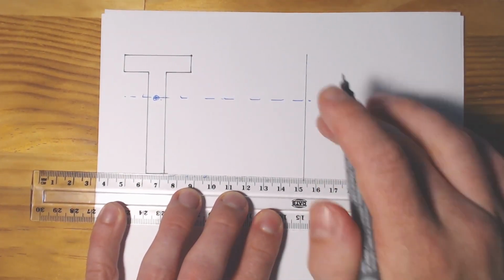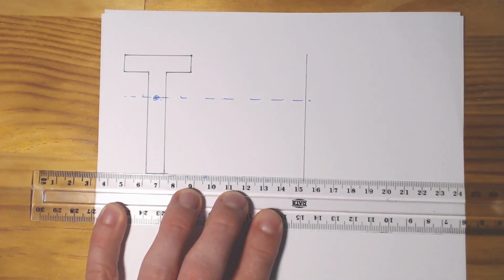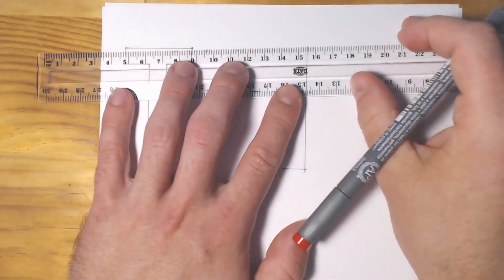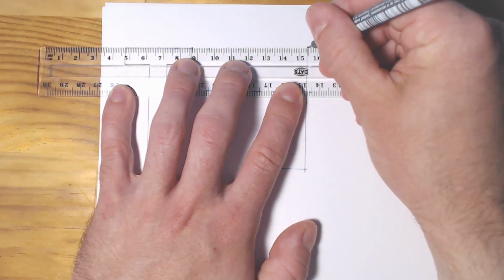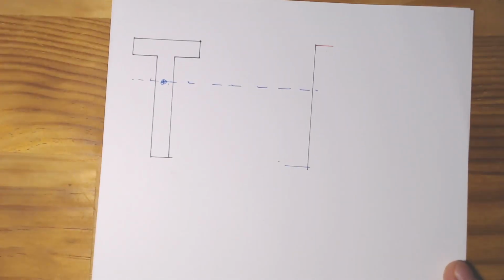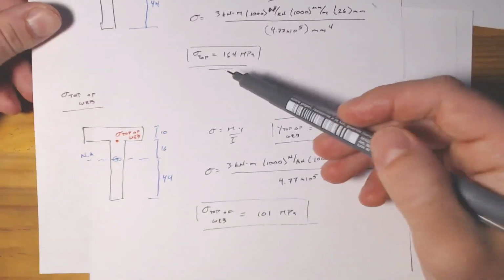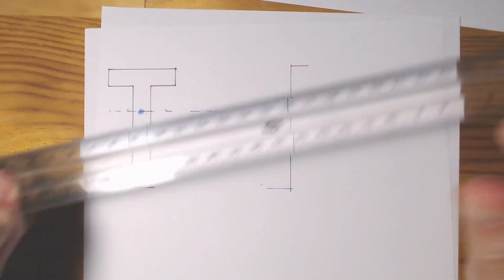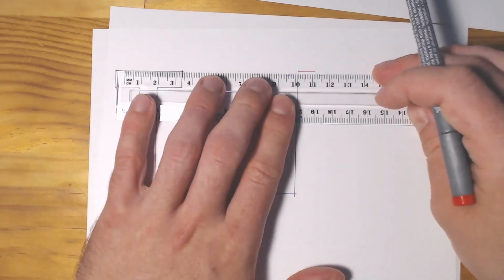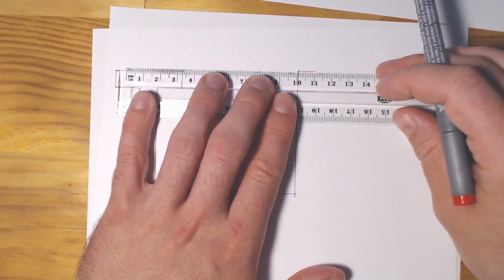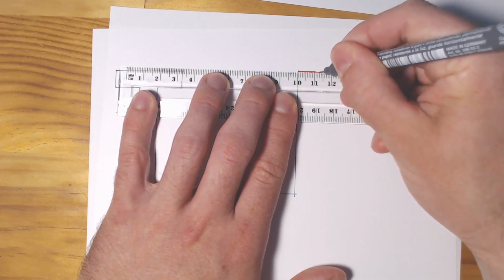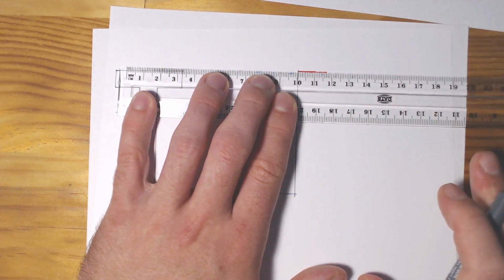So we know that we're going to be in compression on the top and in tension down below. So we're going to have some tension and some compression. All right, so that just sort of gets us located. Now let's just work out what our values are. So our compression at the top is 164 megapascals. So let's just go ahead and draw that out. We'll try to draw it somewhat to scale. We'll take that to about 1 millimeter equals 10 MPa.